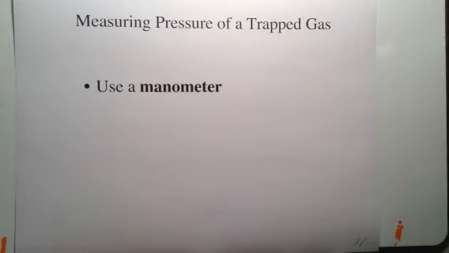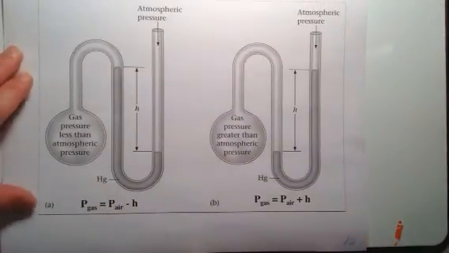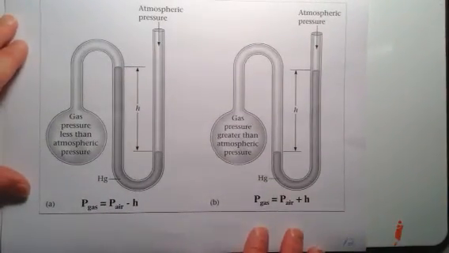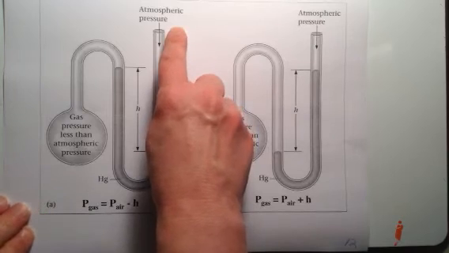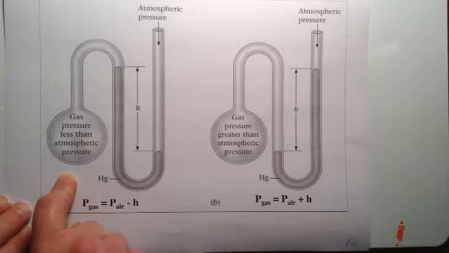Most of the time, though, we're trying to find the pressure of a trapped gas, and we do that using what's called a manometer. Now, a manometer, at least an open-ended one, will have one end that's open to the atmosphere, and then you're typically trying to find the pressure of a confined gas.